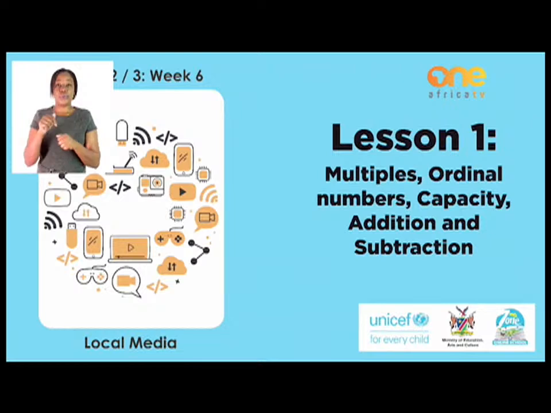Our lesson for today will be on multiples, ordinal numbers, capacity, addition, and subtraction.